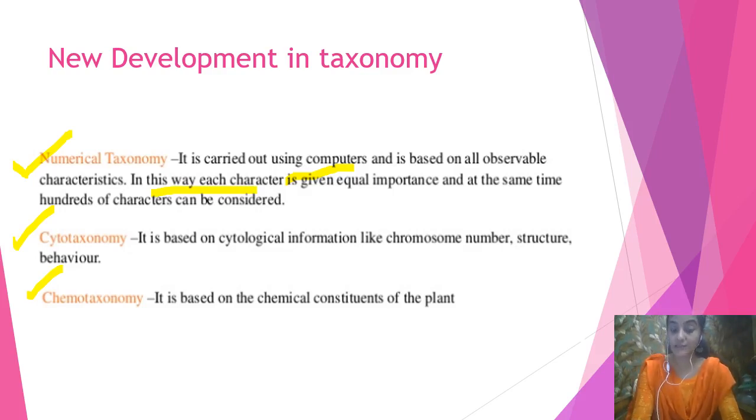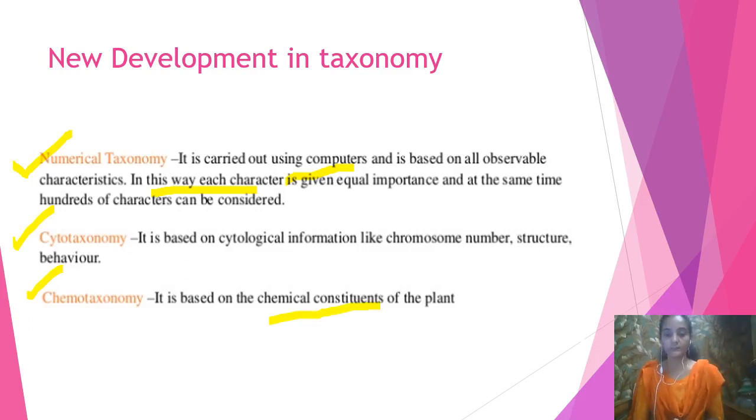And cytotaxonomy. What is cyto? That is mainly based on cell structure, chromosome structure, and their behavior. So we are taking into consideration cytological information to study the different groups of plants. That is called cytotaxonomy. And the third one is chemo. Chemo means chemical. So it is mainly based on the chemical constituents present in the plant. Accordingly, we classify the plants.